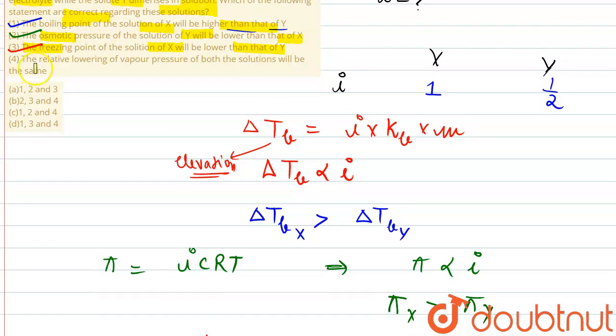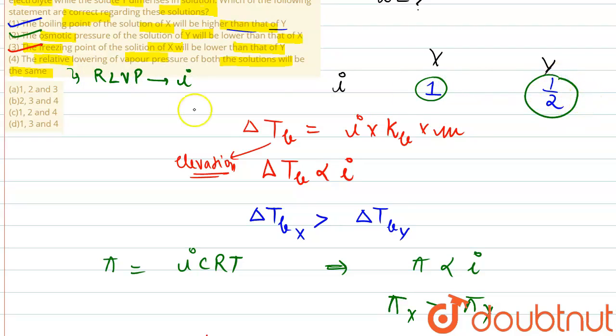Now we consider the last statement: the relative lowering of vapor pressure of both the solutions will be the same. This is a wrong statement because relative lowering of vapor pressure is also dependent on the i value, the Van't Hoff factor. Van't Hoff factor is different for both X and Y, 1 and 1/2, so they cannot have the same value. So we can say that statements 1, 2 and 3 are correct. So option number A is the correct answer.